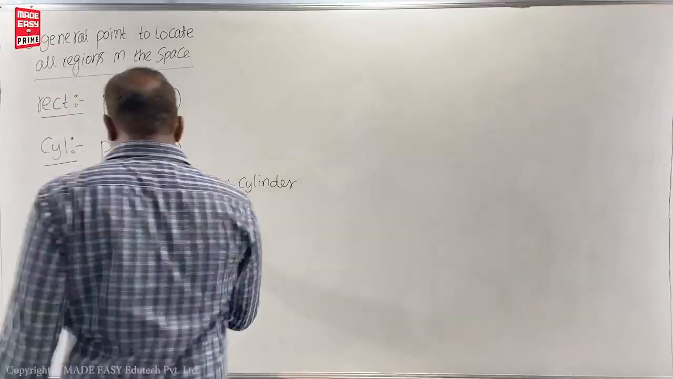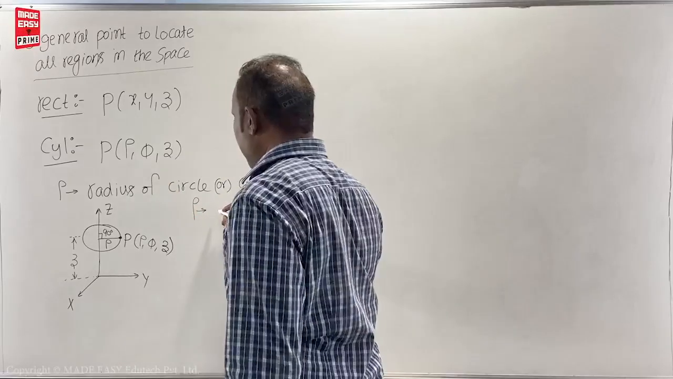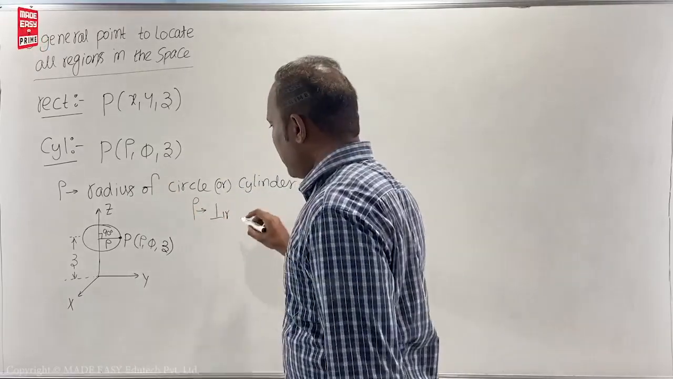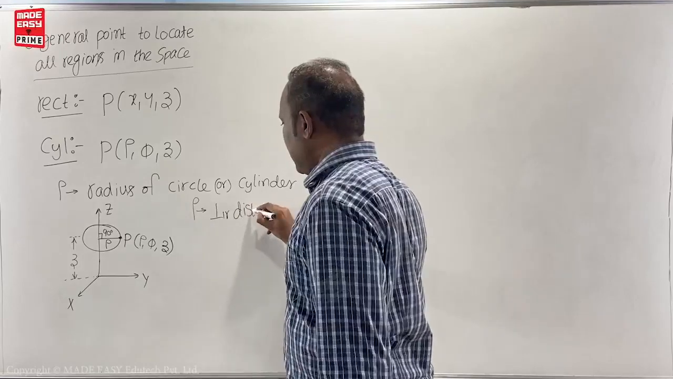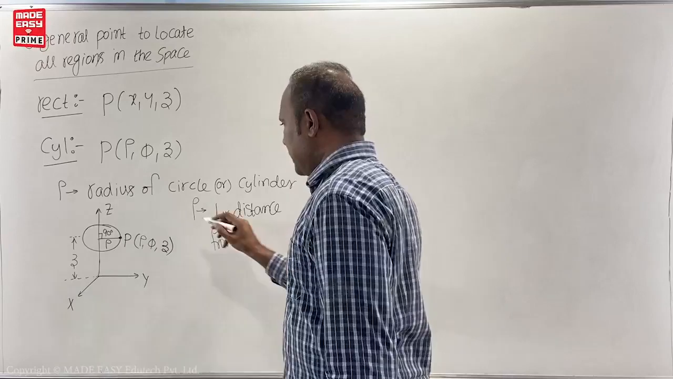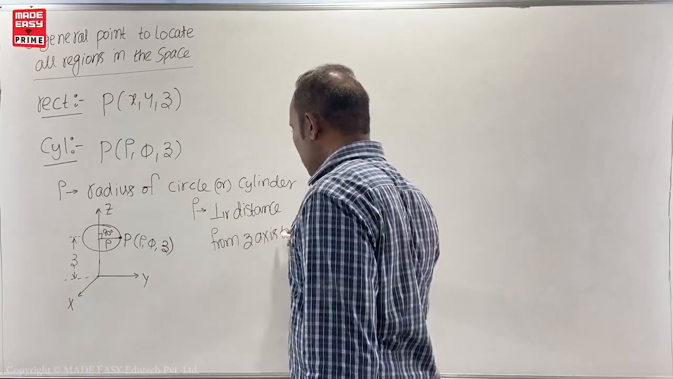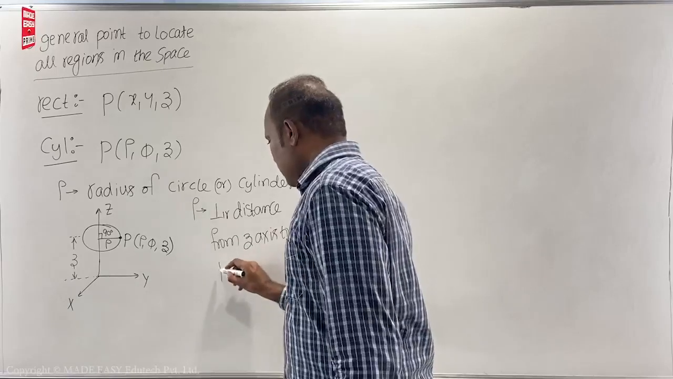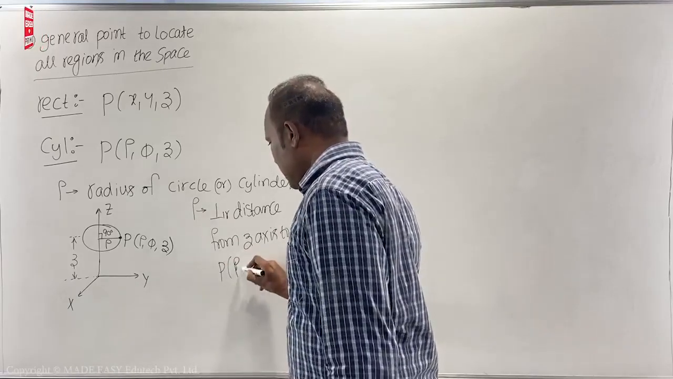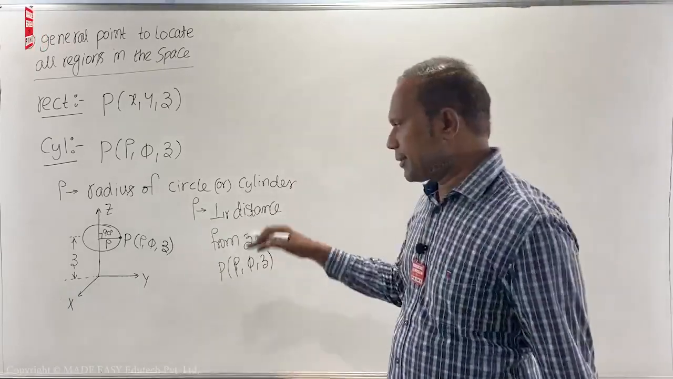So rho is also called the perpendicular distance from the z axis to the location P(rho, phi, z). Okay, that is also correct.